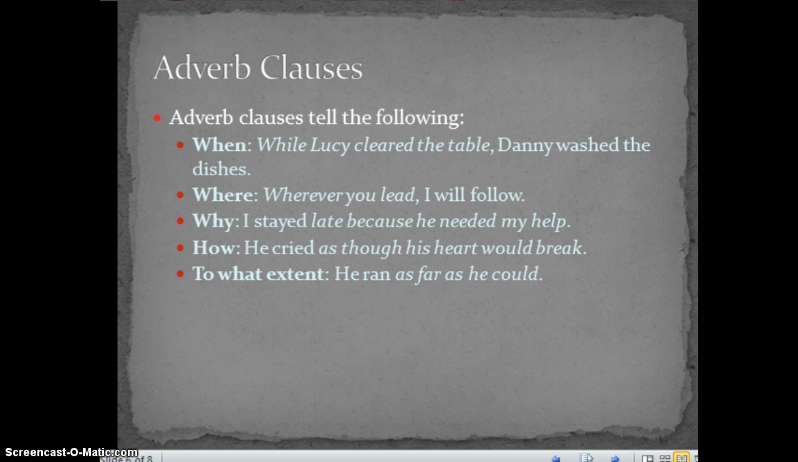Why did you stay late? And that is because he needed help. How did he cry? As though his heart would break. And to what extent did he run? He ran as fast as he could. So you need to look at verbs and then ask yourself, when did something happen? Where did something happen? Why did something happen? How did something happen? Or to what extent did something happen?